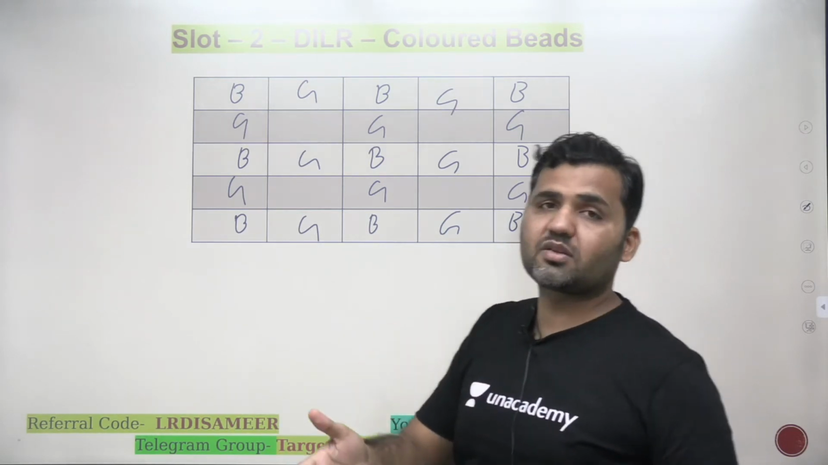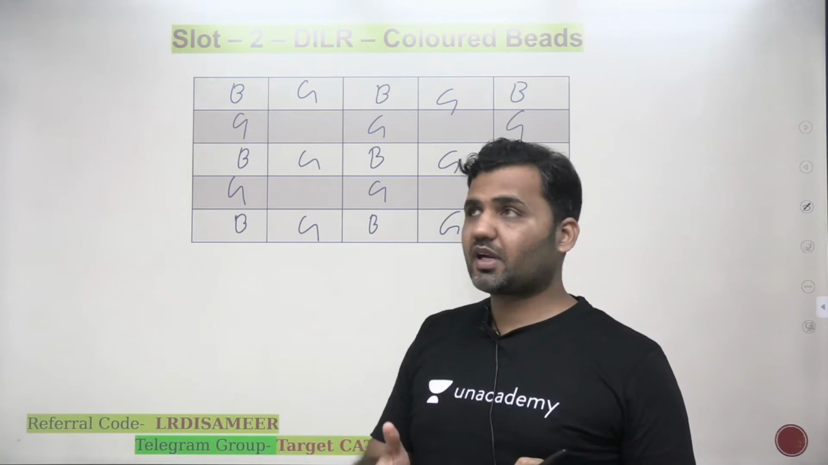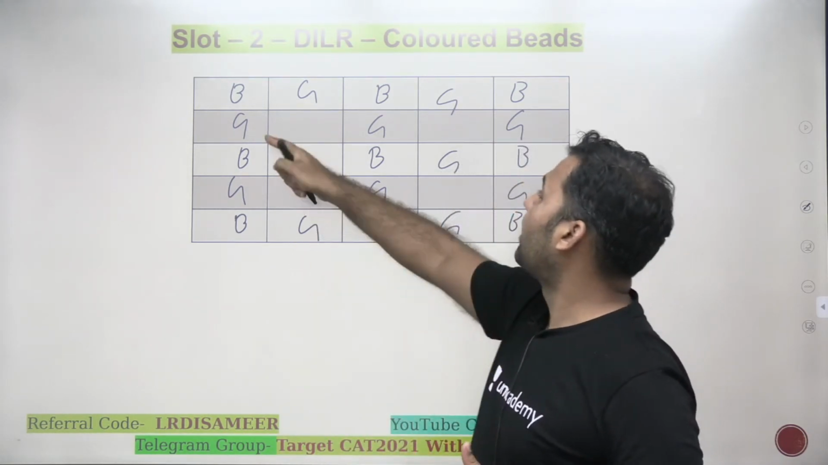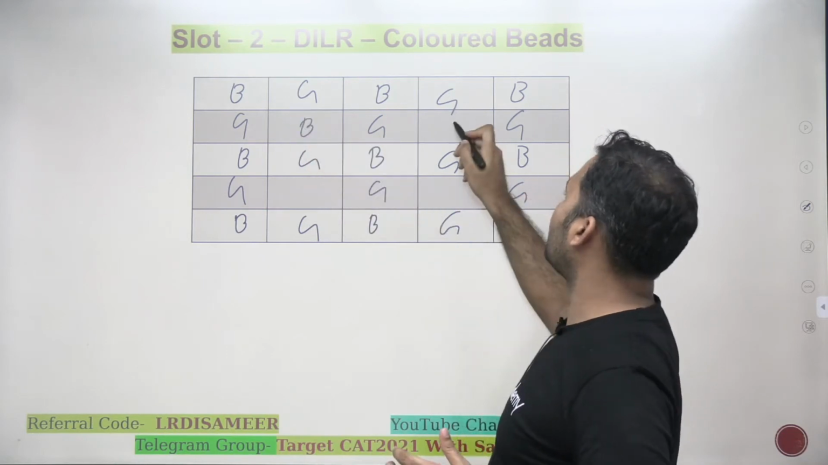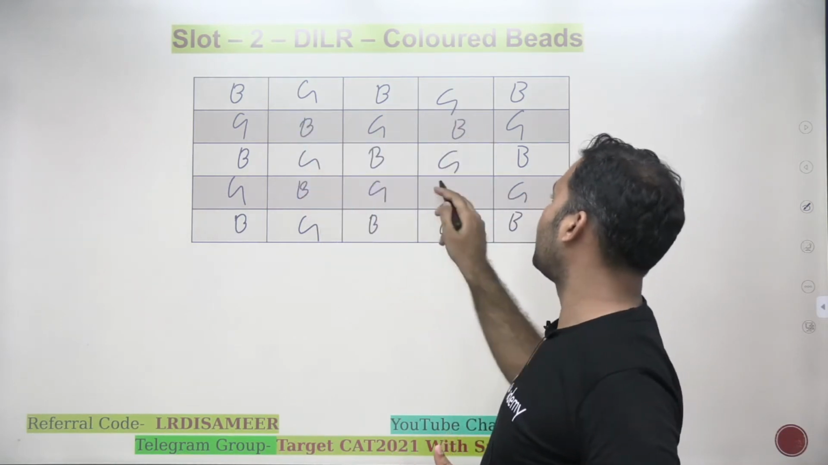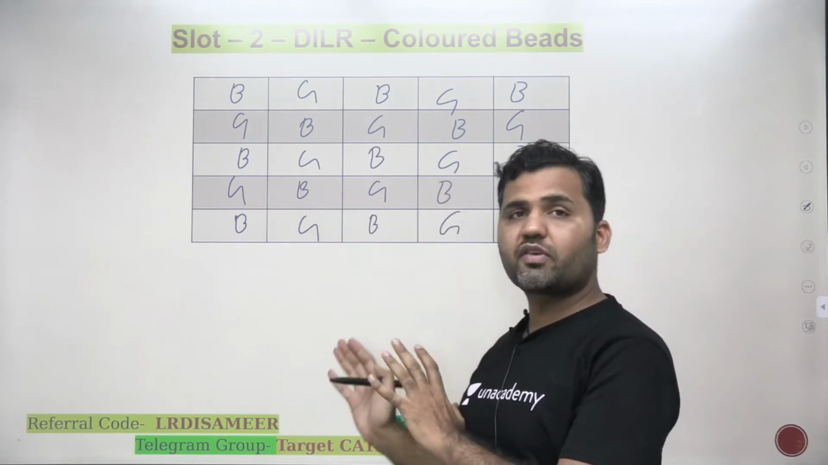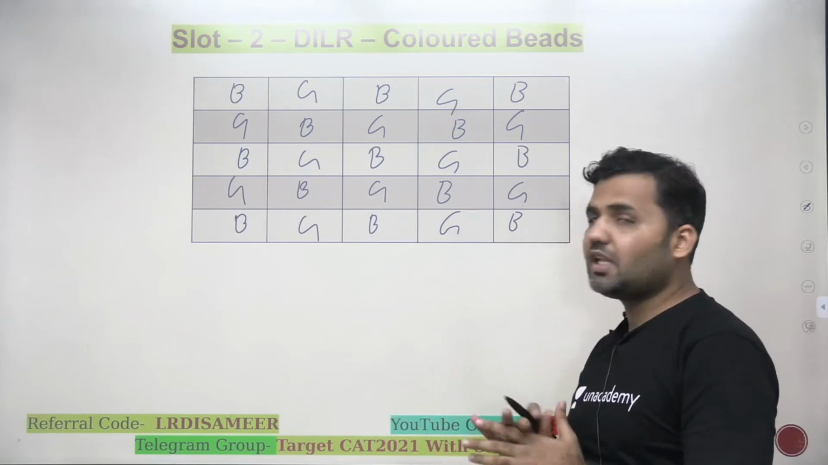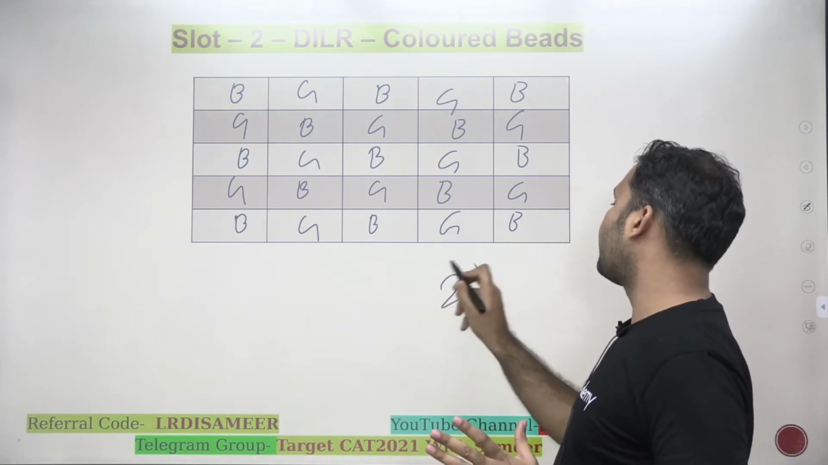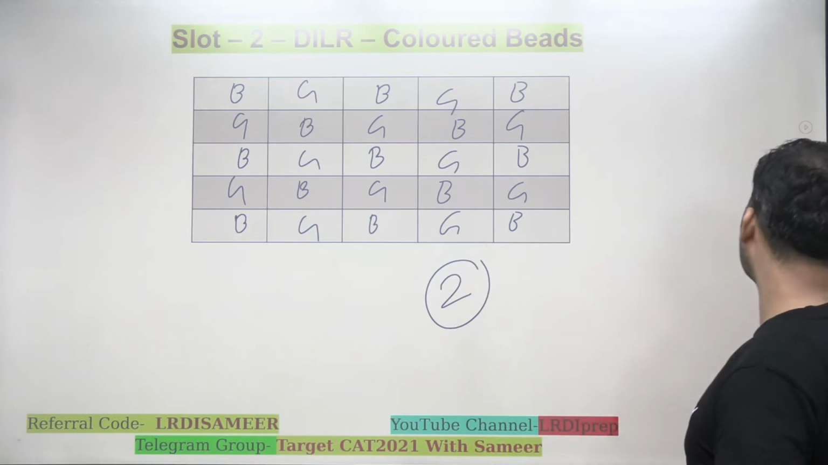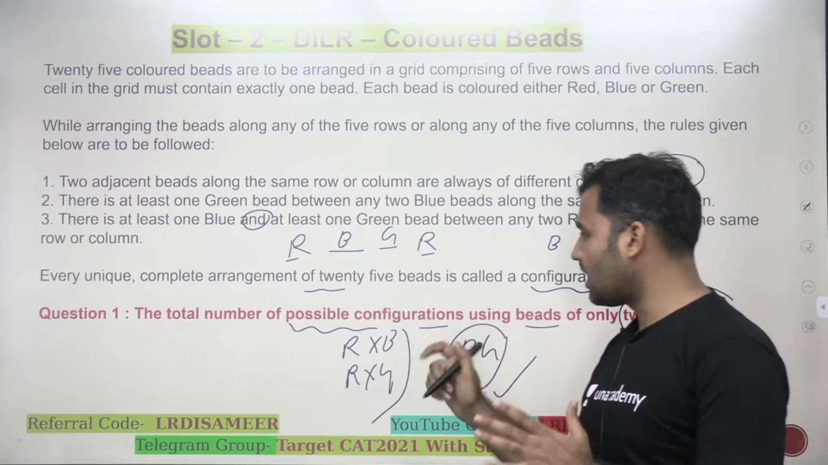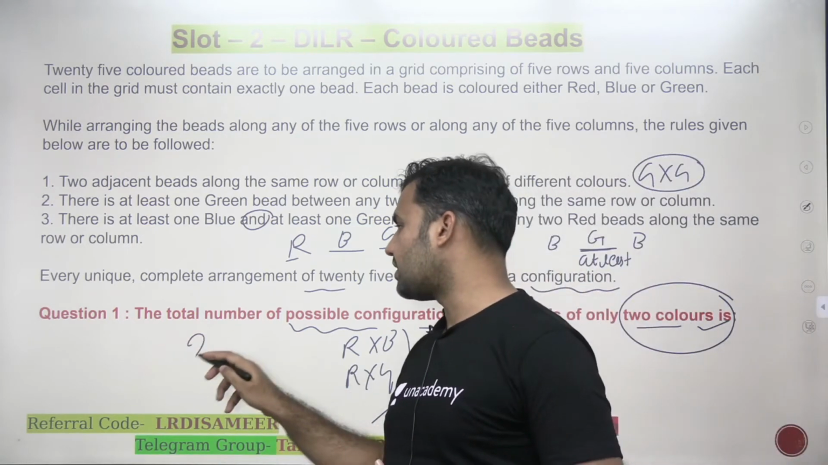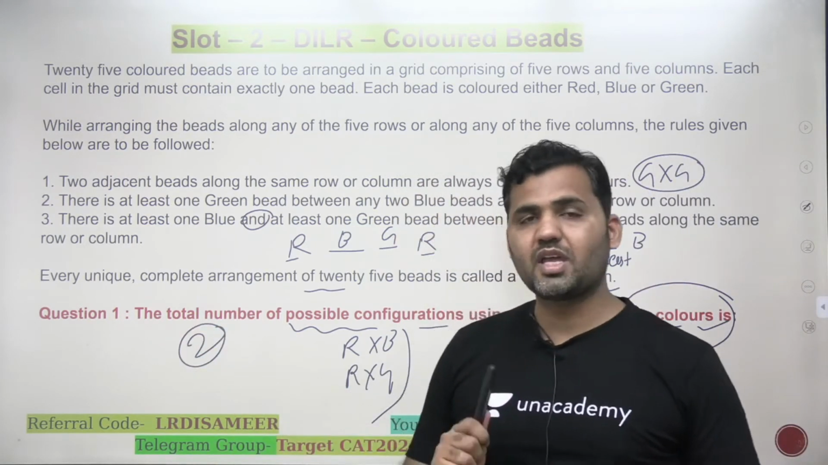So if you have done CAT 2017 in your practice, you must have done this set in slot 2 of DILR. Now between two green, I need one blue, because I cannot place the same color. So you see that this one is different from the one that we made earlier, starting with green here. So is there any other possibility? No. Only two configurations are possible, and that's the answer to the question, right? So the total number of possible configurations using beads of only two colors is 2. A very easy question.